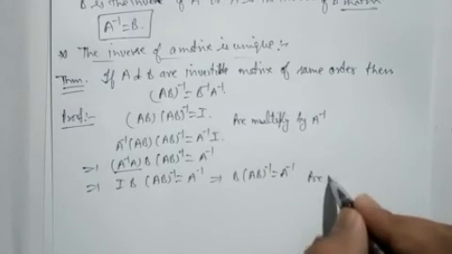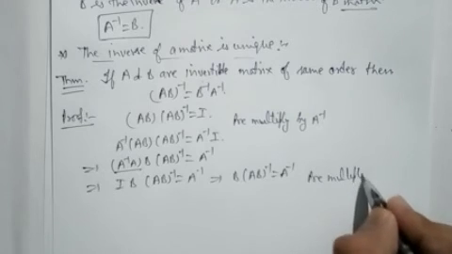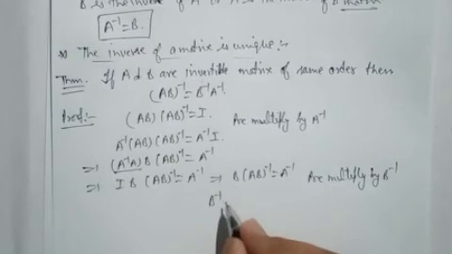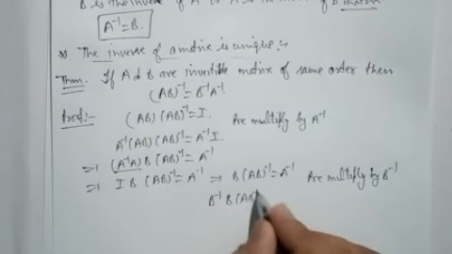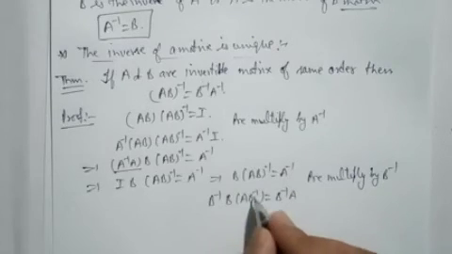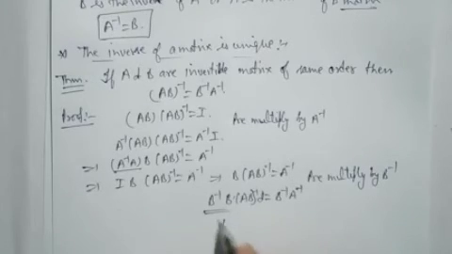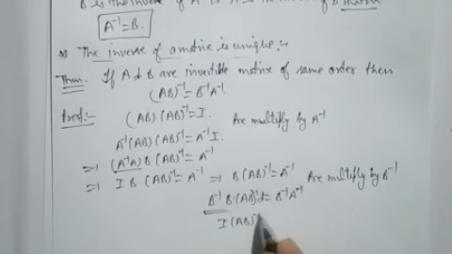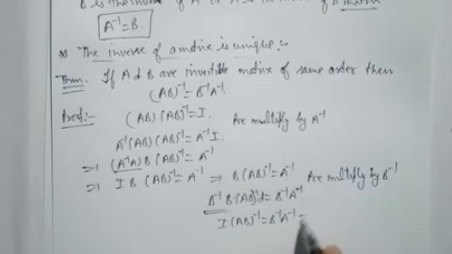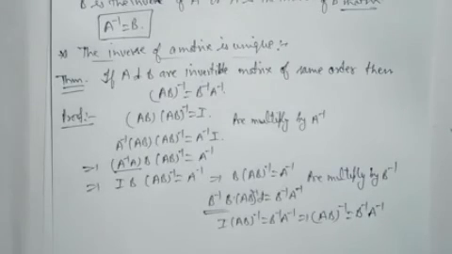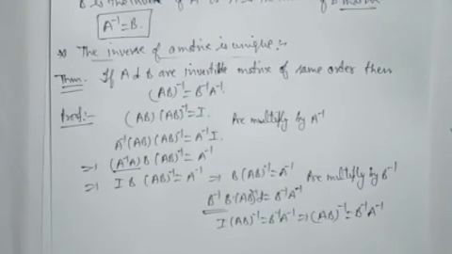Again pre-multiply by B inverse. So B inverse B, (AB) inverse equals to B inverse A inverse. Pre-multiply means पहले. B inverse B is I. So I (AB) inverse equals to B inverse A inverse. That implies (AB) inverse equals to B inverse A inverse. Clear?